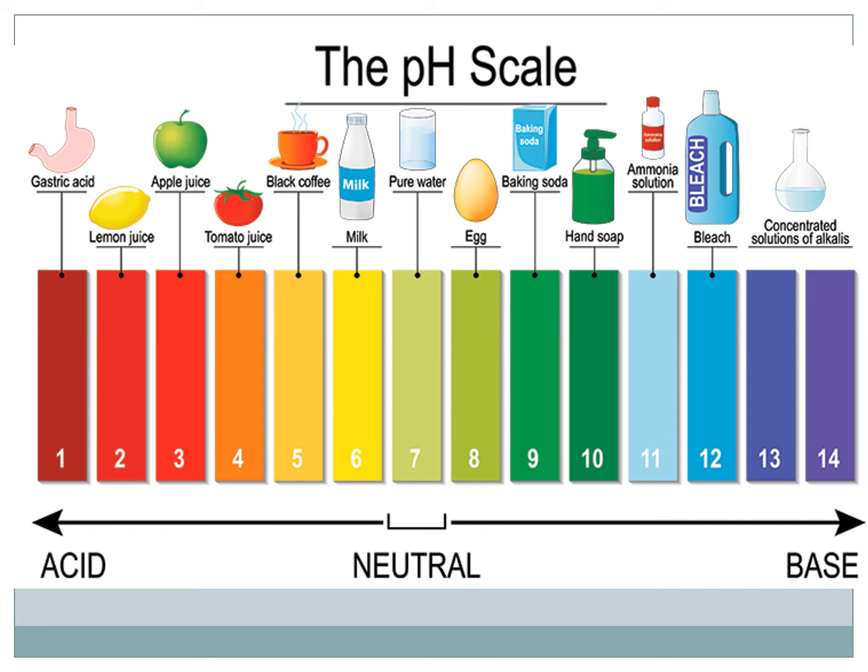Now in this slide, you can pause and read it very carefully. First of all, the pH of 1 is gastric acid, then lemon juice, apple juice, tomato juice, black coffee, milk, pure water, egg, baking soda, hand soap, ammonia, bleach. This is all about how the pH varies with the help of these different solutions. Then the bleach solution. Then last is the solution of alkali or any bases.